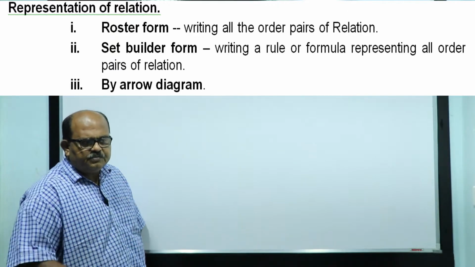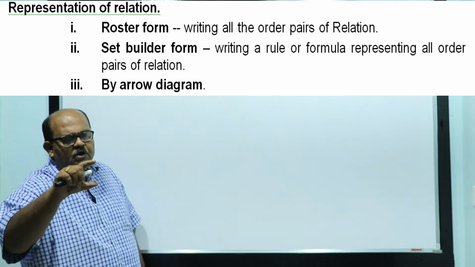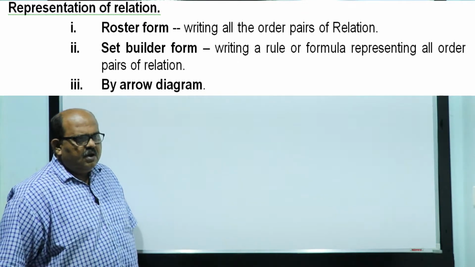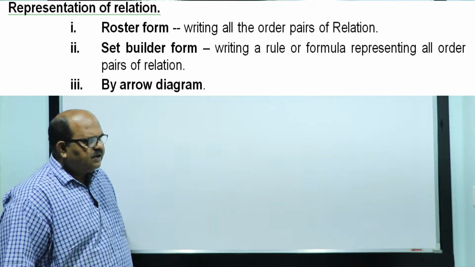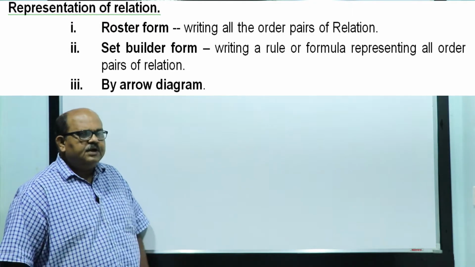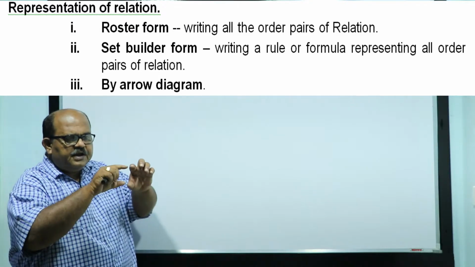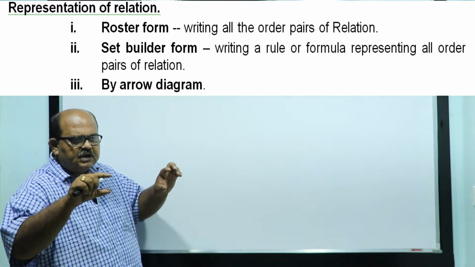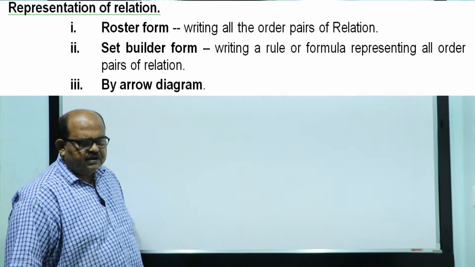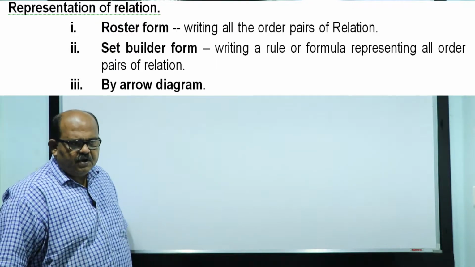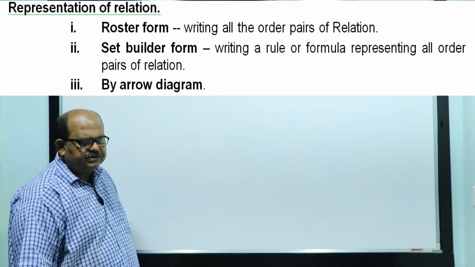What is roster form, students? Roster form is writing all the ordered pairs of the relation. We have to write all the ordered pairs present in the relation, that is roster form. Then what is set builder form? Set builder form is where we write a formula such that it can represent all ordered pairs of the relation. All of you know roster form and set builder form from the set theory chapter.